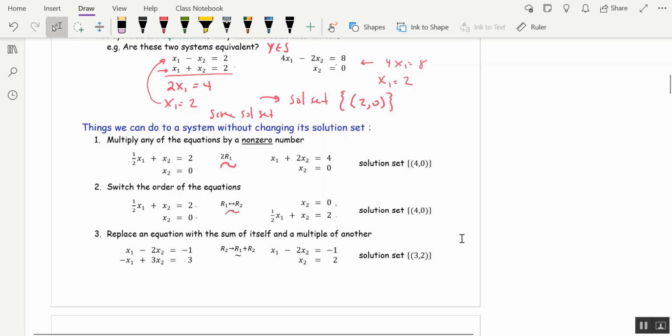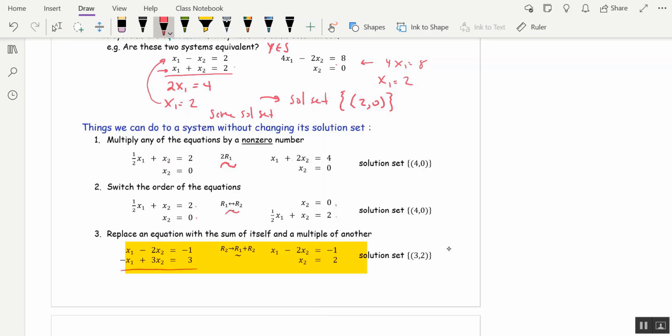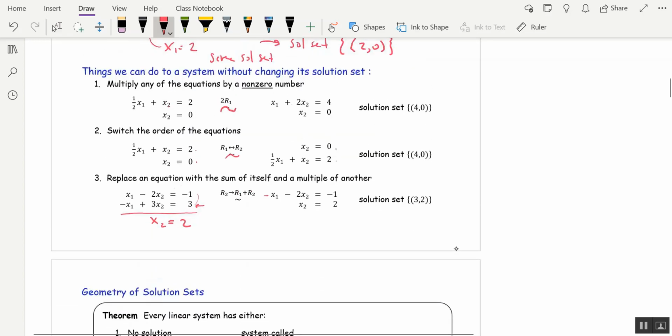You can take any single row or equation and replace it with the sum of one equation and a multiple of another. In this case, what I did is I added these 2 equations together. x1 minus x1 is 0. So I get x2 equals 2. And then I replaced this system. I left the top equation alone and replaced the second equation with the sum of the first equation and the second equation, which is x2 equals 2. That's called row replacement. We're going to talk more about these operations in another page, so don't panic yet.